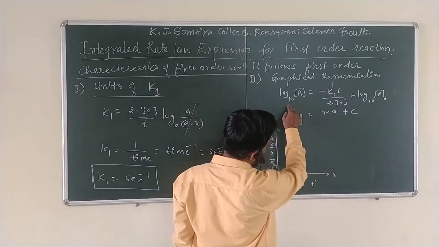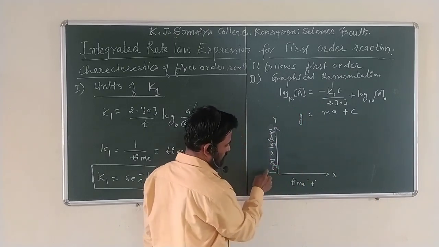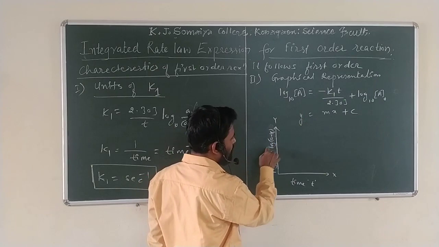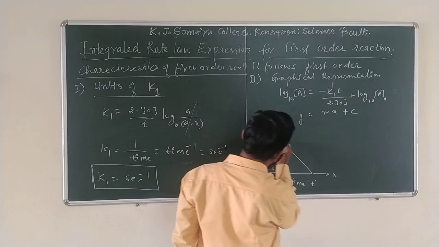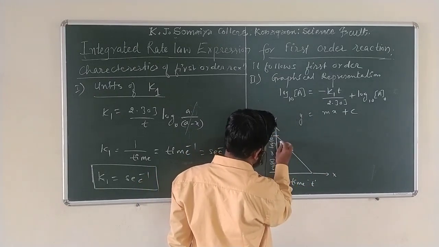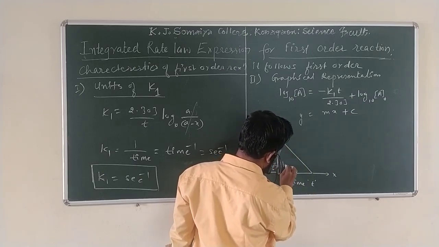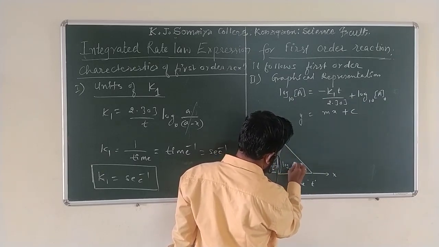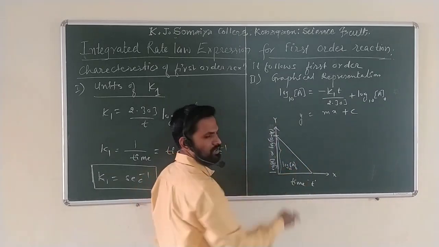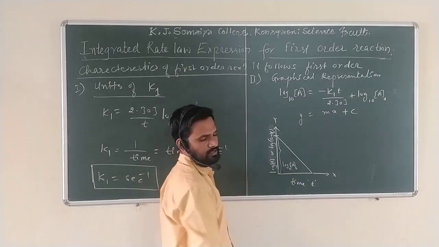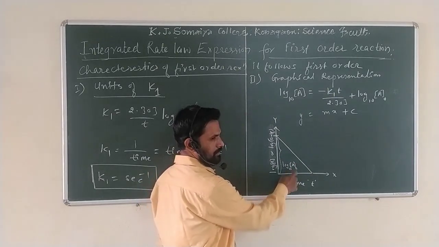See, this is nothing but the log of the concentration of A at time t, which is log of A minus x. If we plot a graph, this is the y-intercept. What is the y-intercept? It is log A0. Log A0 is nothing but the log of the initial concentration.